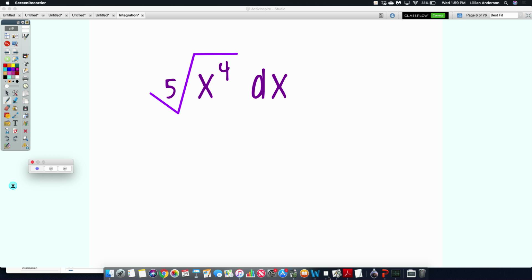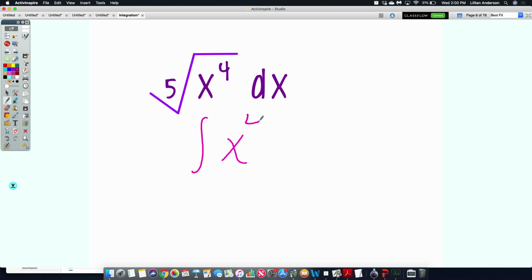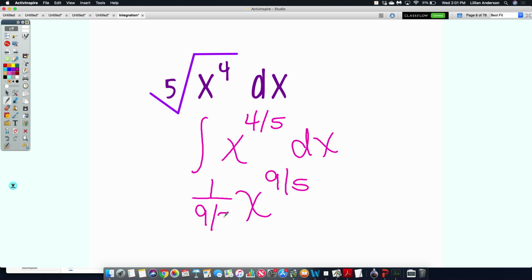Oh, we're getting to the momentum, boys and girls. Okay, how can I rewrite this? X to the what? 4 over 5. So then you add 1 to this. So what's 1 plus 4/5? 9/5. And so when you do 1 over 9/5, you have to flip your denominator, and so that becomes 5 over 9 x to the 9 over 5 plus c.